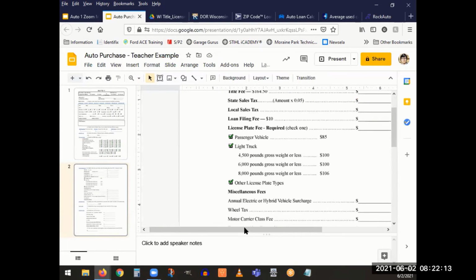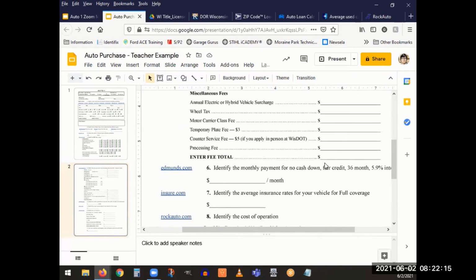So anyways, once you add up all your fees and taxes, you'll type in the total amount down here, and it should be red.